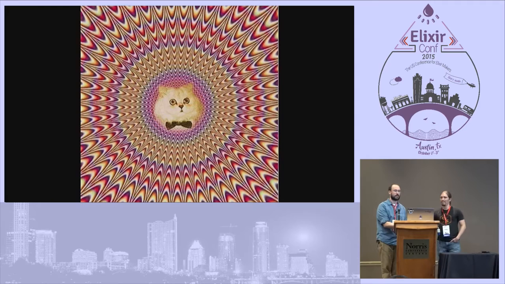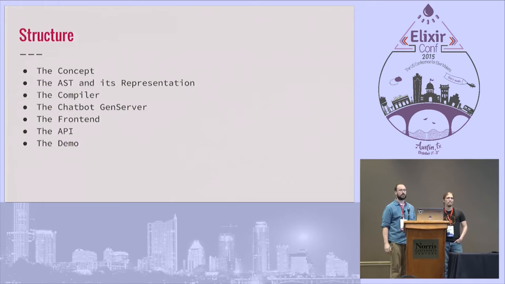Okie doke. So the structure of our talk closely resembles the structure of our project. So the concept is being able to change runtime behavior of your system through a visual programming language. Generally, these are called business rules engines or production systems. The AST and its representation, this is a description of the types of programs we support building with this particular language. The compiler, which turns an AST into a function.